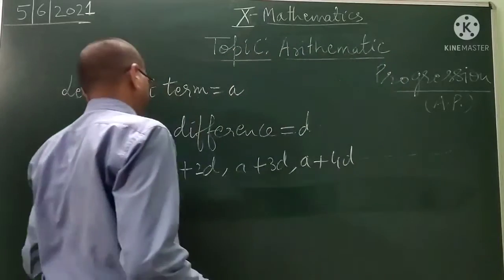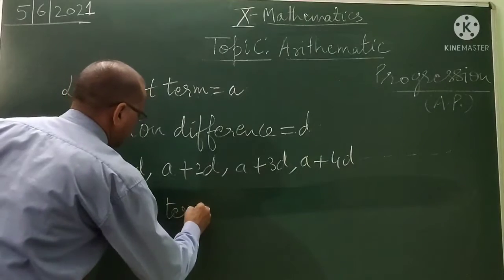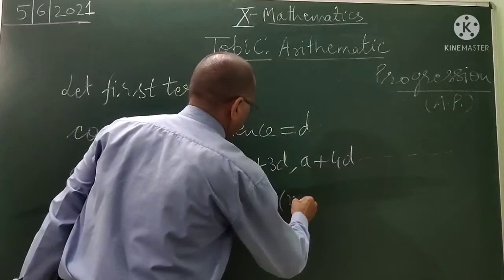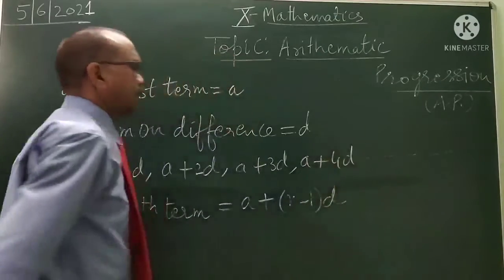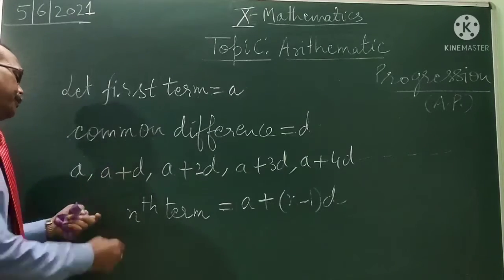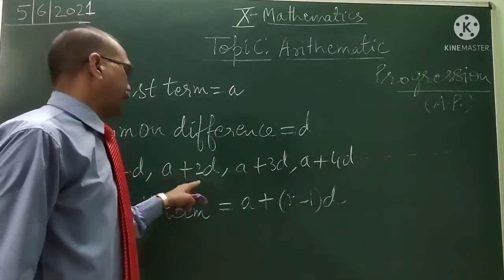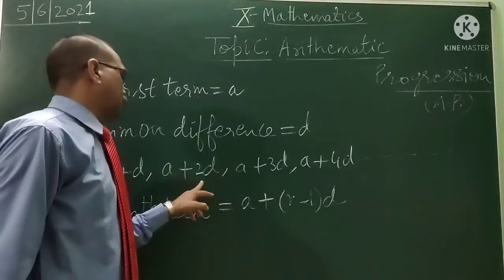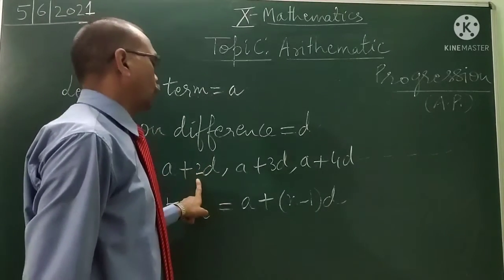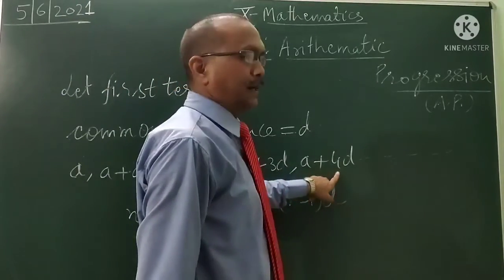Student, if I talk about the nth term, then the nth term is a plus n minus 1 into d. Student, you can observe that in the second term, the coefficient of d is 1. When there is a plus 2d, this is the third term. In the third term there is a 2. In the fourth term there is 3. This is the fifth term. In the fifth term there is a 4.